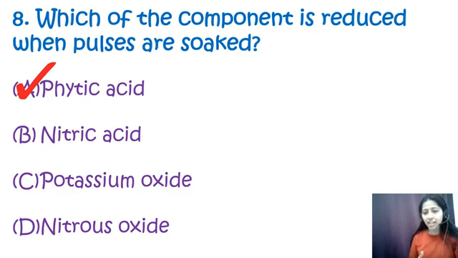This process actually helps to reduce the oligosaccharides of the raffinose family, and side by side it reduces the phytic acids which are present in the pulses. So over here my correct option is A, that is phytic acid.